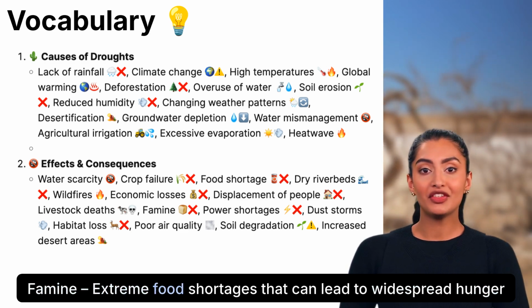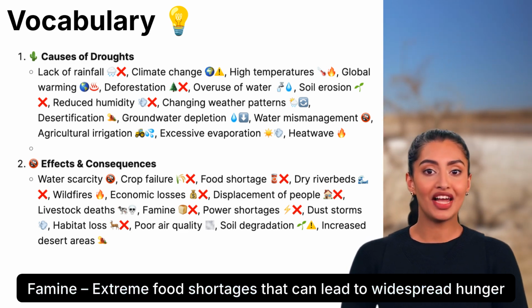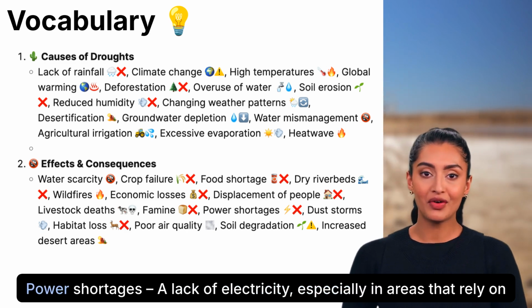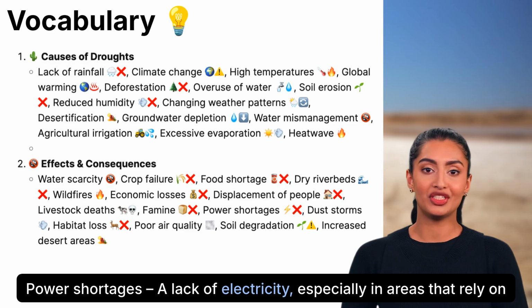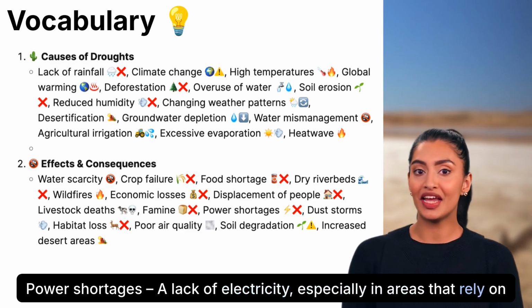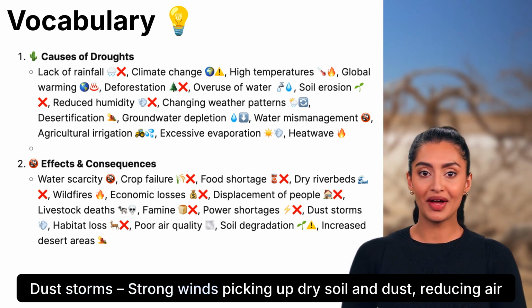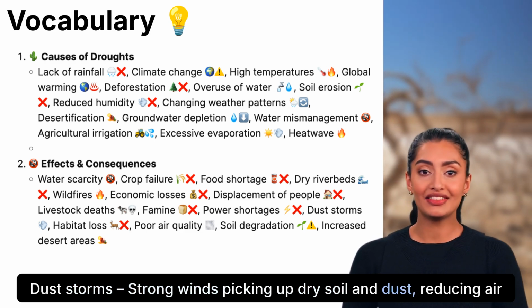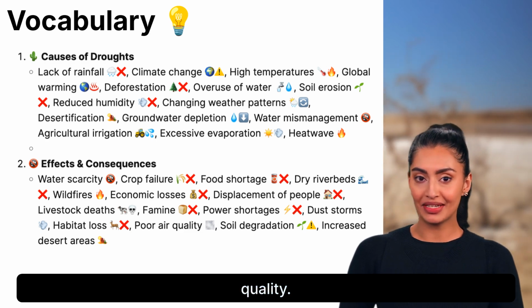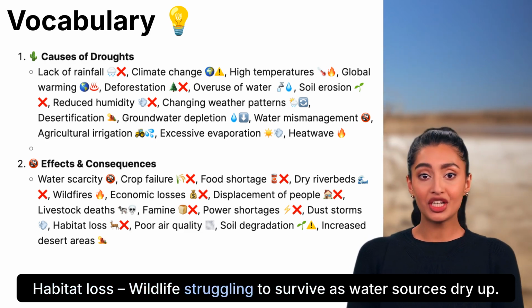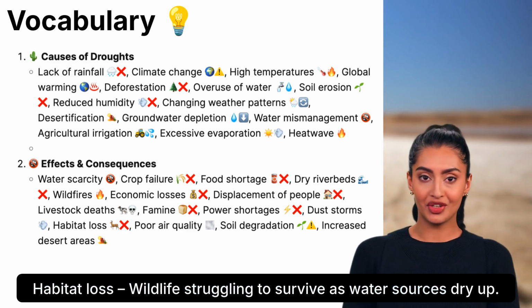Famine, extreme food shortages that can lead to widespread hunger and malnutrition. Power shortages, a lack of electricity, especially in areas that rely on water for power generation. Dust storms, strong winds picking up dry soil and dust, reducing air quality. Habitat loss, wildlife struggling to survive as water sources dry up.